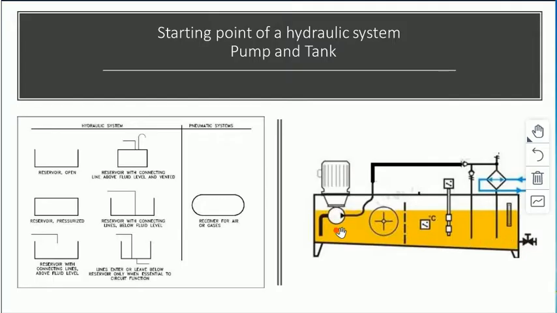into the tank. A couple of things which are very important, and we're going to pick this up in fault finding as well: if the level in your tank is not right, the system cannot be pressurized properly. There's a danger that the pump is going to suck in air, and that can potentially destroy your hydraulics. So in a hydraulic system, we always have a pump, that's that thing here, and the tank.